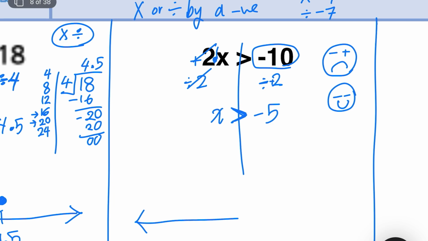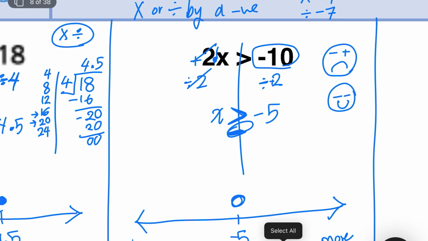Just graph your answer on the number line. Locate the negative 5. Here is more. Here is less. X is more than negative 5. So just draw an open circle because there is no or equal to. There is no or equal to here. And since it's more, just follow the arrow. Go to the more direction.